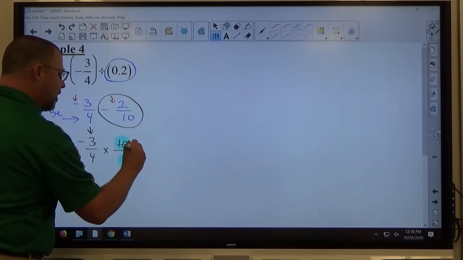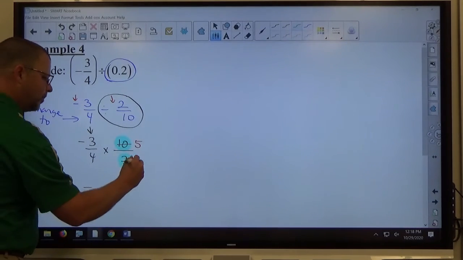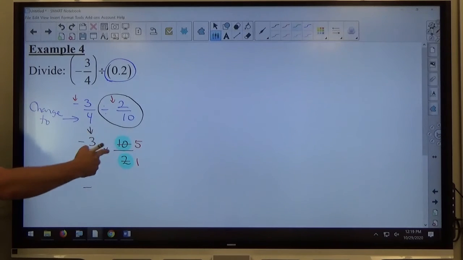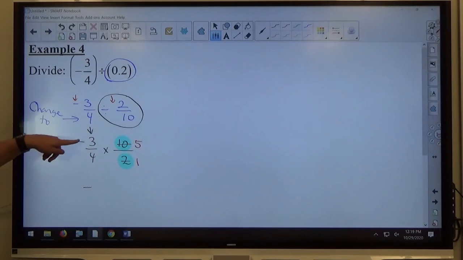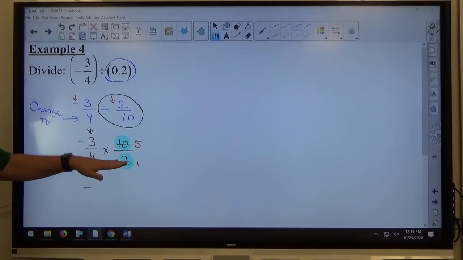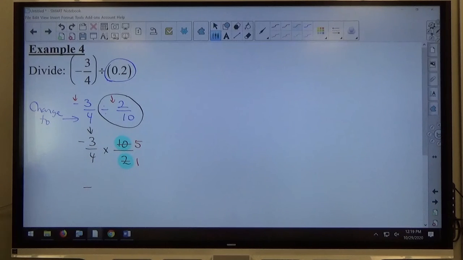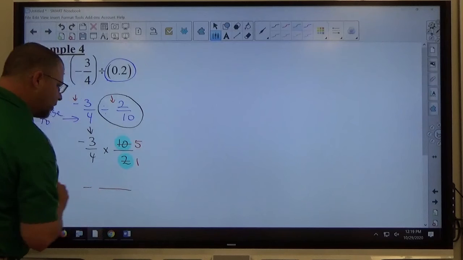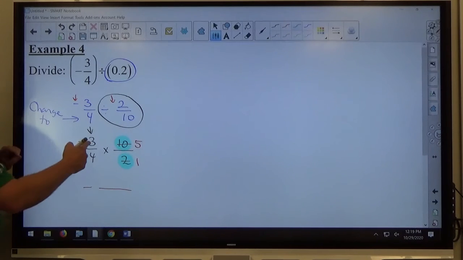10 divided by 2 is 5. 2 divided by 2 is 1. 5/1 is equivalent to number 2, but smaller. 3 and 5 don't have common factors of 4 or 1, so that's as much as I can do for reducing. So what's left to do then finally is just multiply top times top.